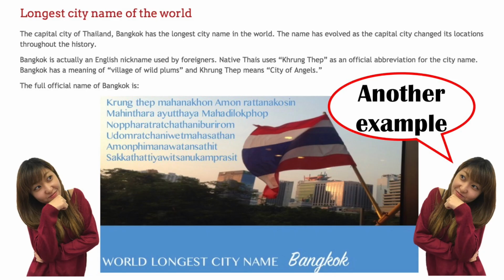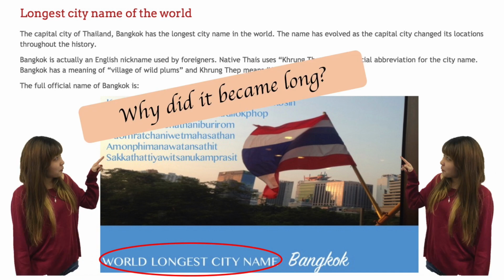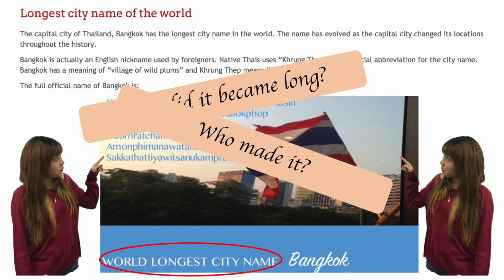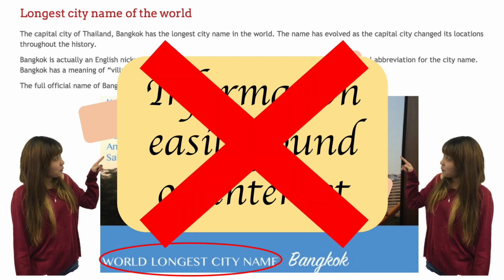This is another page from the same lesson. I talked about how Bangkok, the capital city of Thailand, has the longest name in the world, but didn't include any episode. The episode can be why did it become long or who made it. Also, the relationship between the previous page and this page is very weak. Basically, using information that can be easily found on the internet is not enough for your contents.